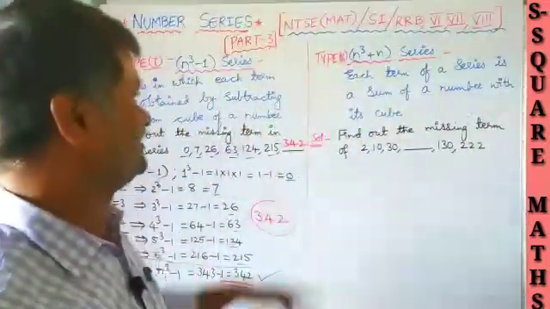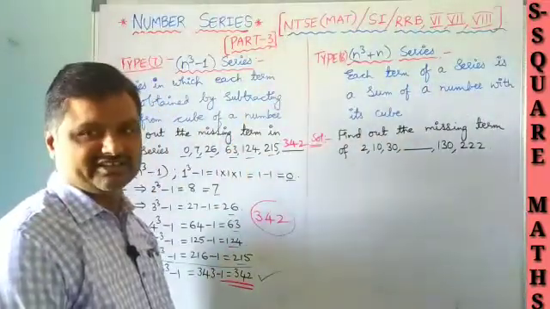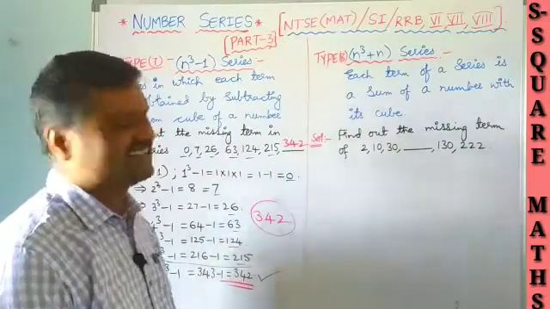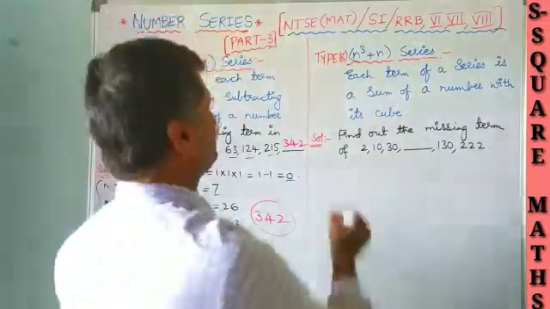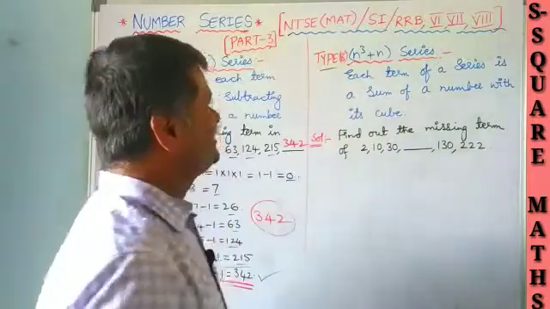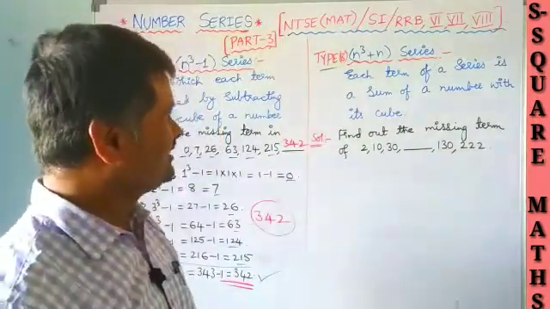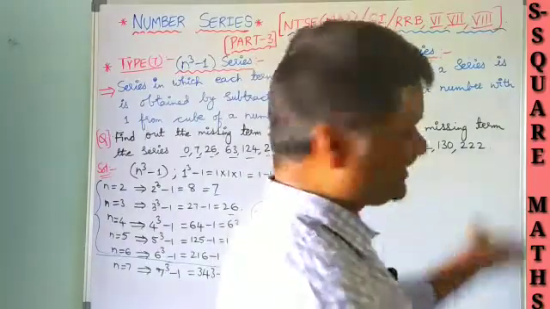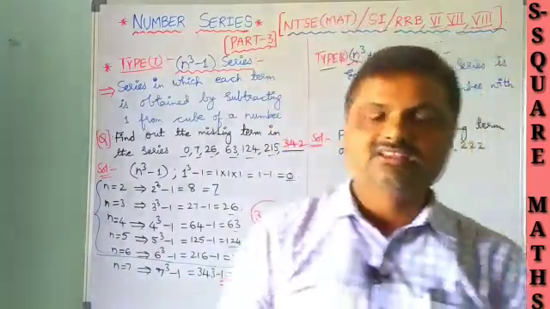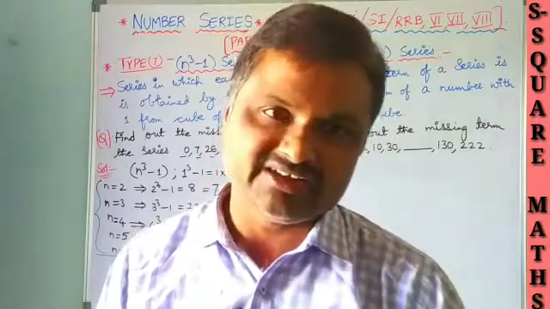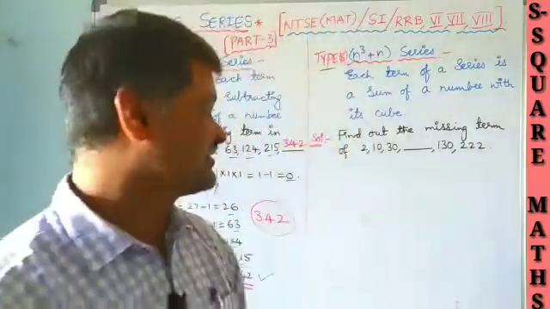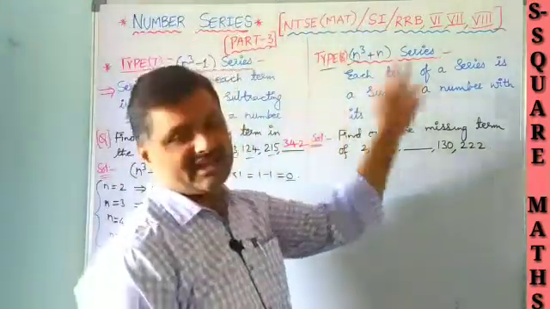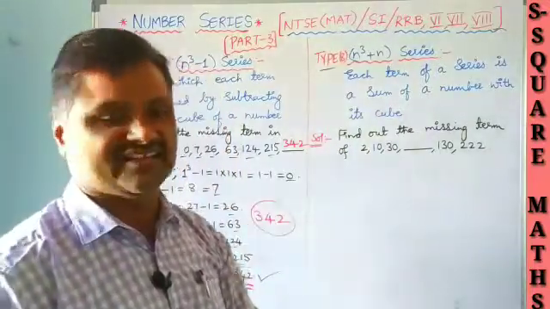Next type we are going to discuss is the n cube plus n series. What is the meaning of n cube plus n series? Each term of the series is the sum of the cube of a number and the number itself. So consider a number, cube it and add the same number. Such types of series are said to be n cube plus n series.